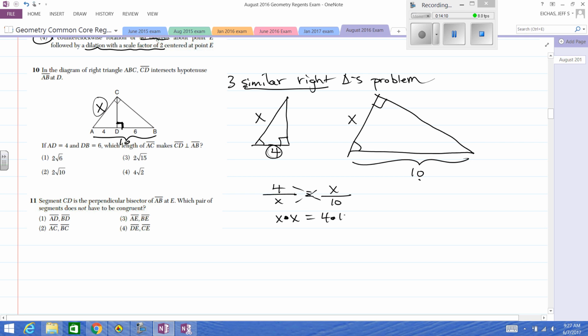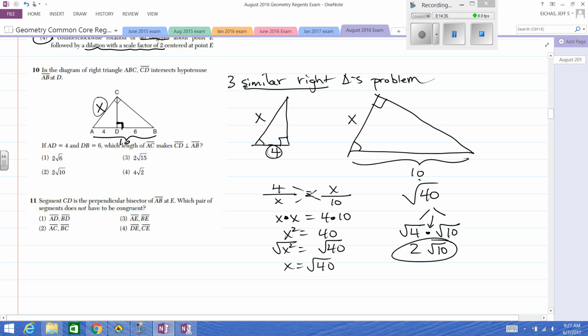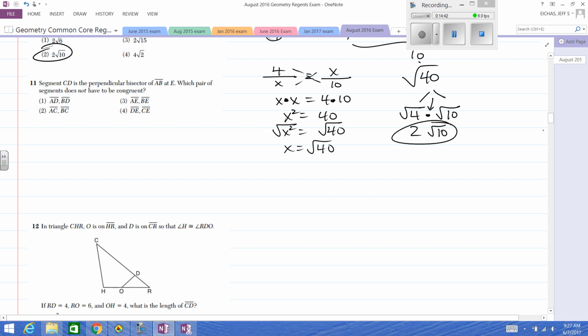That's what we're using. So x squared is 40, square root. Oh, great. None of those are my choices. Go figure. All right, so they're kind of forcing us to know how to do this. Simplify square roots. You can split square roots using multiply or divide, just no add or subtract. Square root of 4 is in fact 2, so we get 2 square roots of 10, and that's choice 2. All right, almost done here.